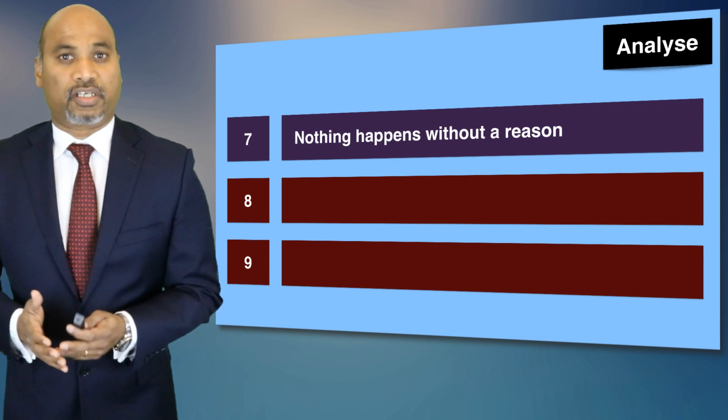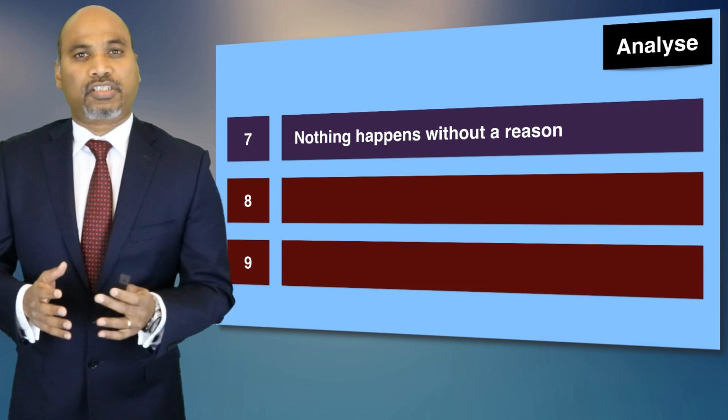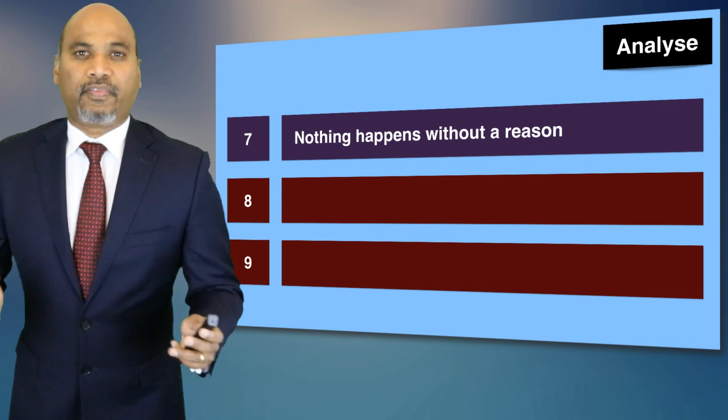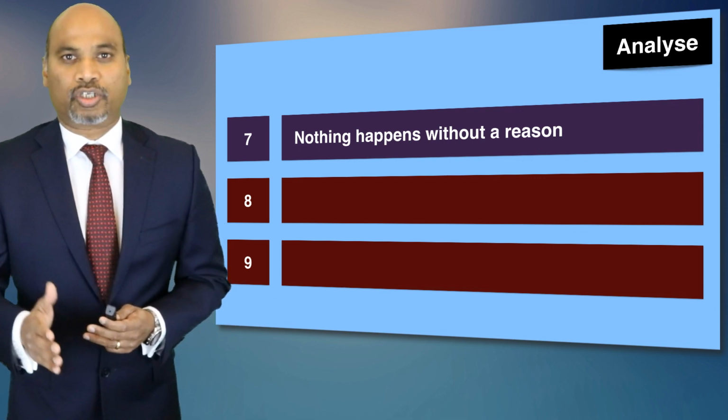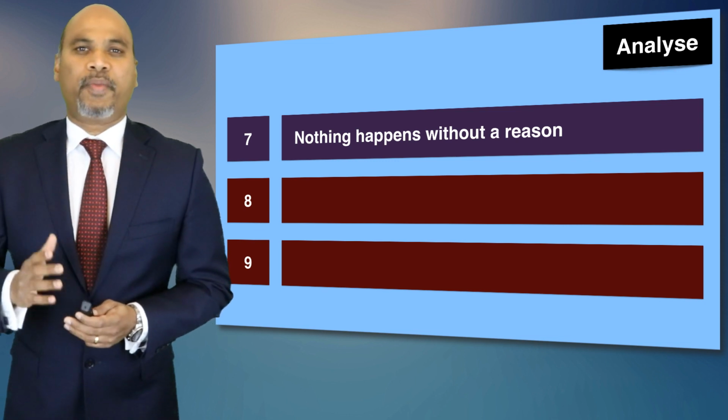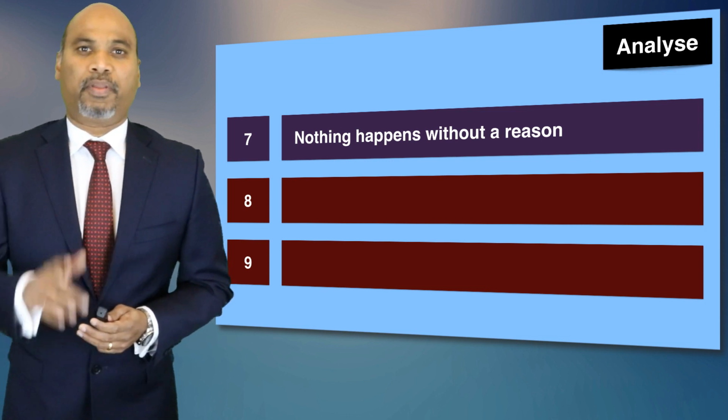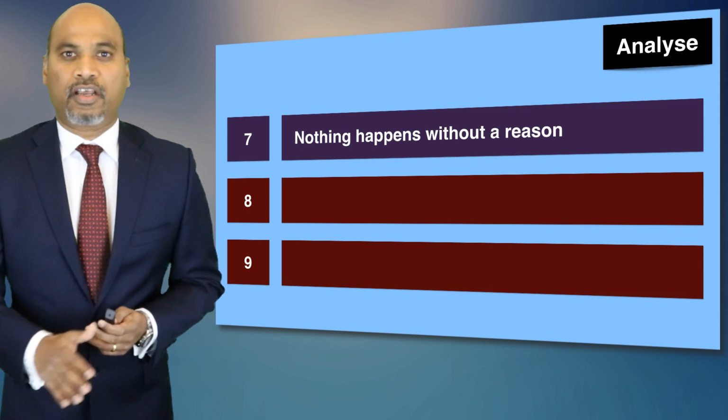Nothing happens without a reason. And this is philosophical, right? So this is about cause and effect. Anything in the world that ever happens, remember, there is a reason. You may not know the reason. You may never know the reason. That's all right. But there is a reason. There is a reason for everything.